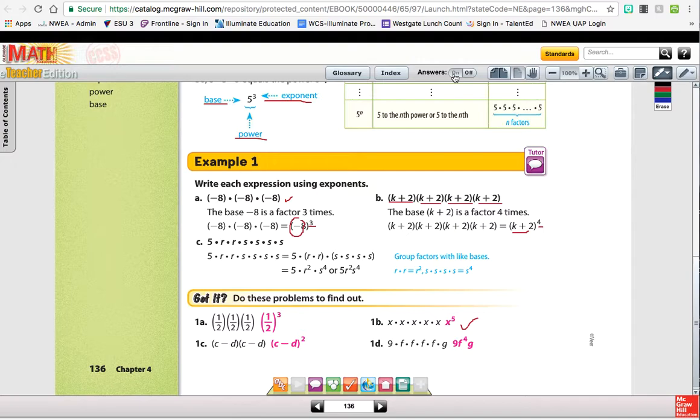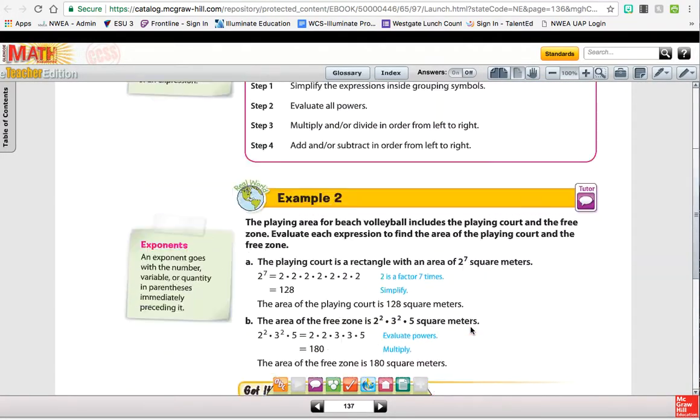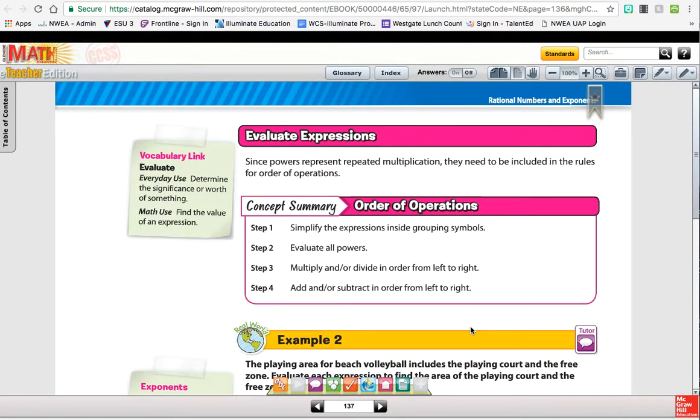1A should be written as 1/2 to the third power. 1B should be x to the fifth power. 1C should be C minus D in parentheses to the second power. And 1D should be 9 F to the fourth G. If you had a little 1 there, that's fine. It's not wrong, but we don't normally use the 1 to show the first power, and coefficients, like the 9, always come first.